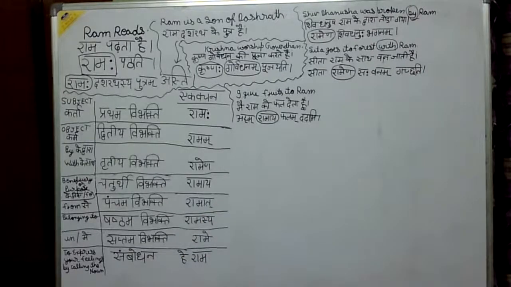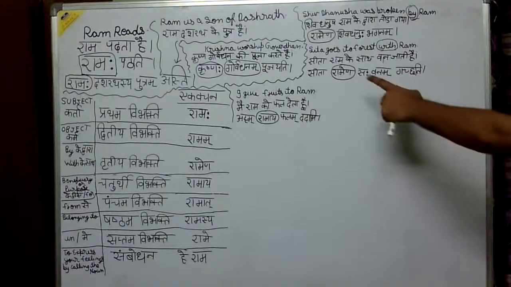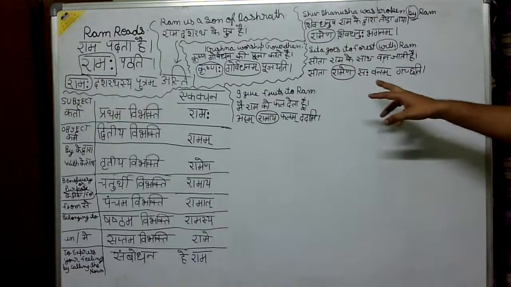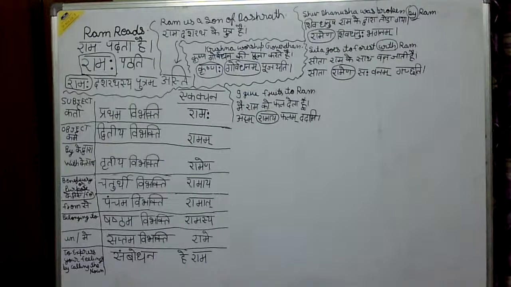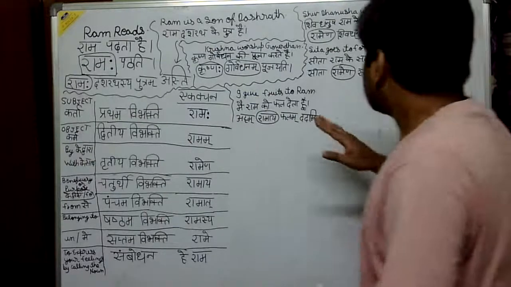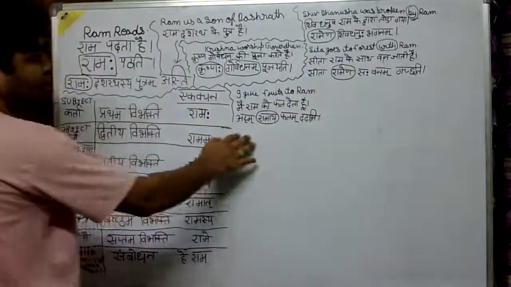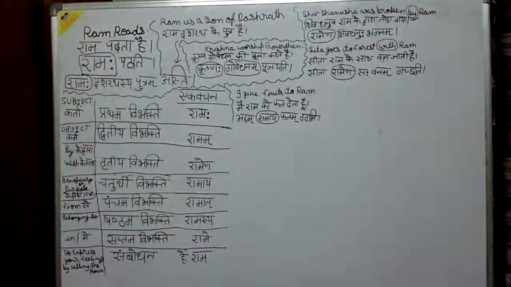So now we have learned how to use Tritiya Vibhakti. We have learned how to use Tritiya Vibhakti in the sentence Sita Ramena Saha Vanam Gachati. Sita goes to forest with Ram. So in this sentence we have used third vibhakti, and for this sentence Aham Ramaya Phalam Dadami.